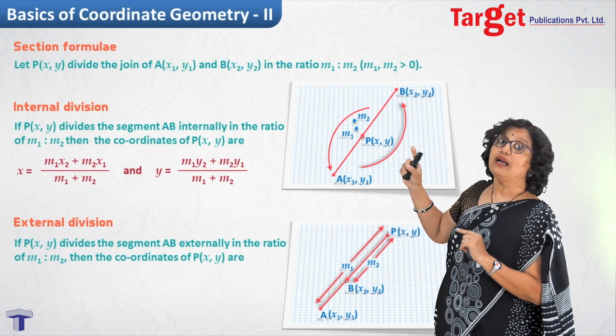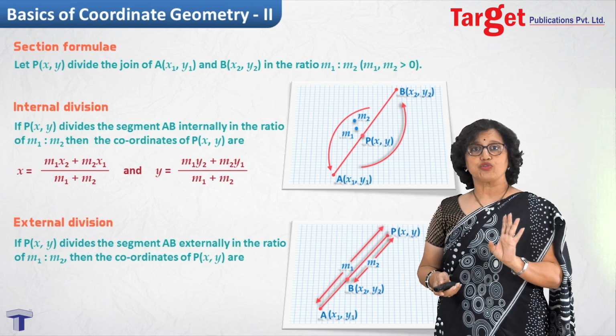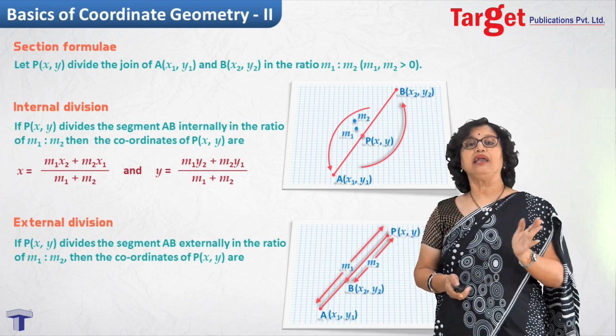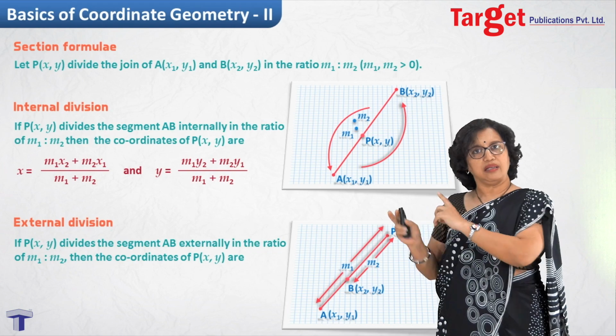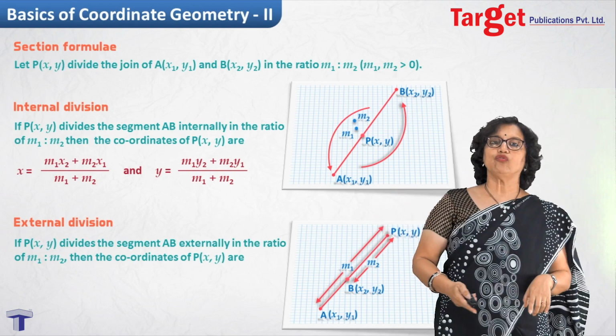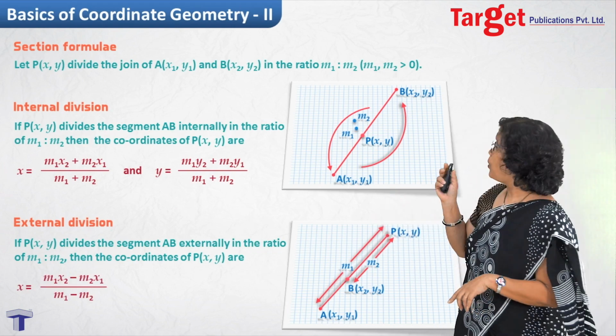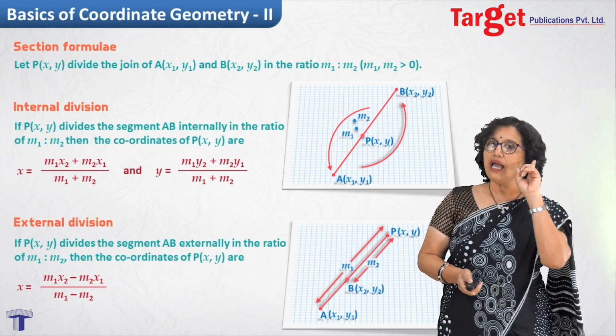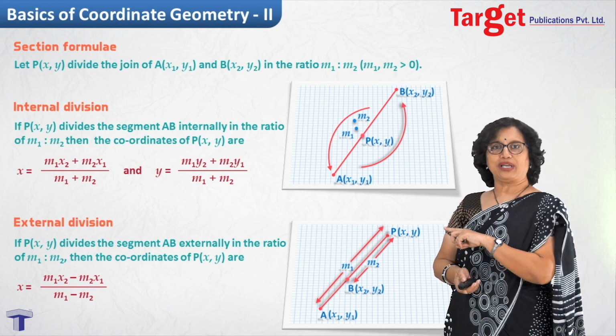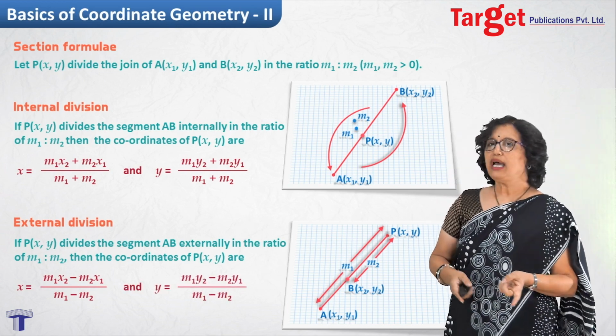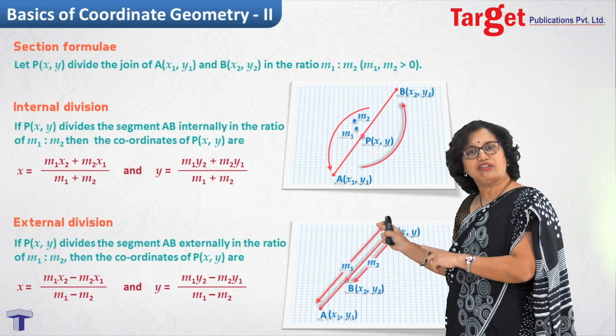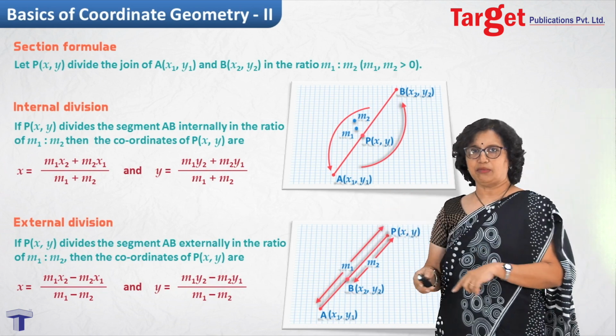Then AP is to PB, that ratio is m1 is to m2. So point P divides AB externally. The picture is something like this. Now, what would be the coordinates of point P? X is given as (m1 x2 minus m2 x1) upon (m1 minus m2), and the y coordinate is given as (m1 y2 minus m2 y1) upon (m1 minus m2).